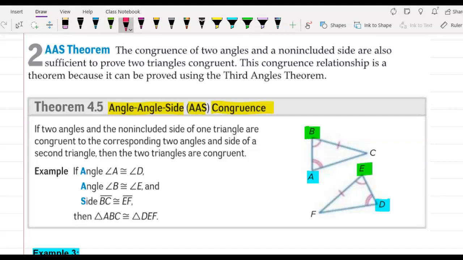And then our side, notice, is not in between. It's outside. It's not between our highlighting of green and blue. It's on the outside. So that's when we use angle, angle, side. If it was sandwiched between the two angles, that's when we would use angle, side, angle.